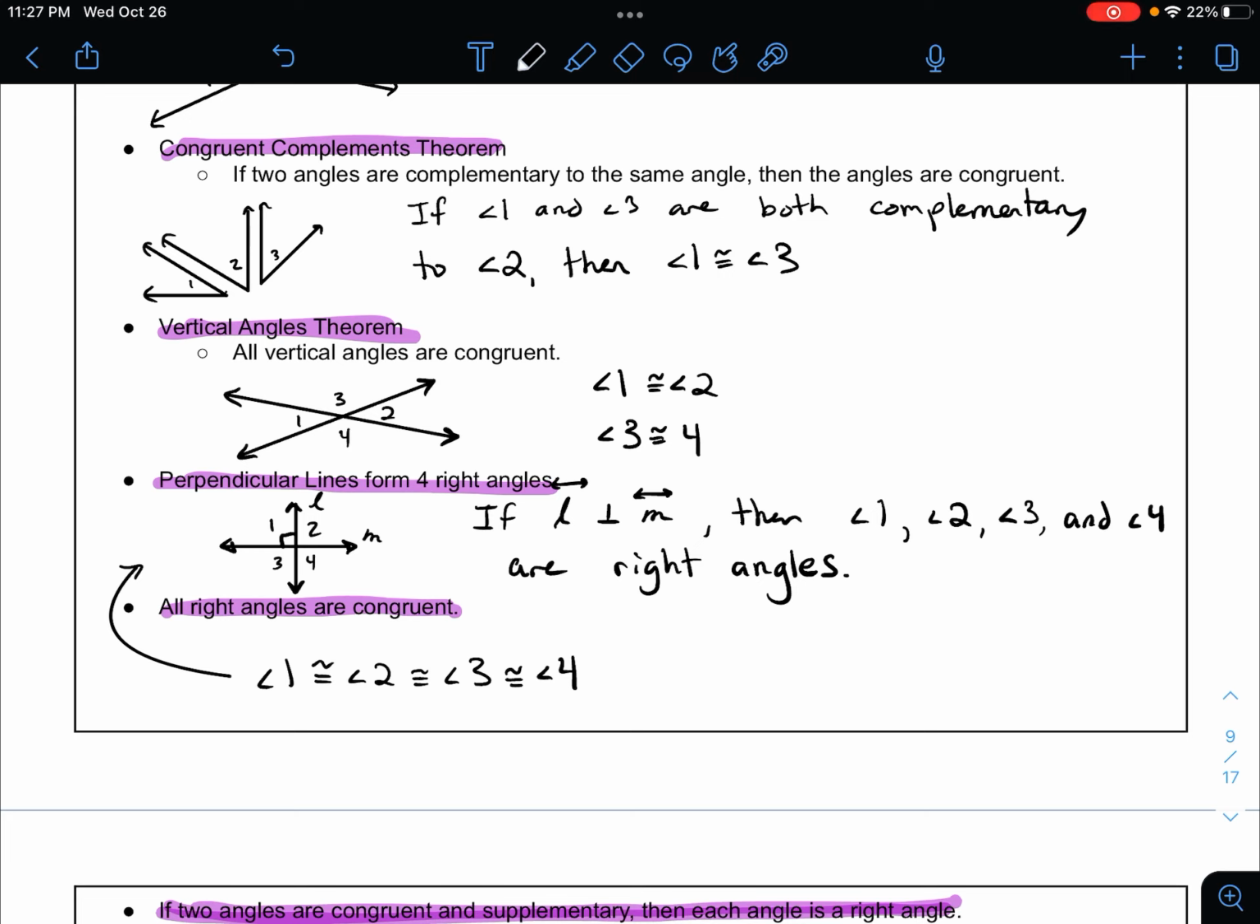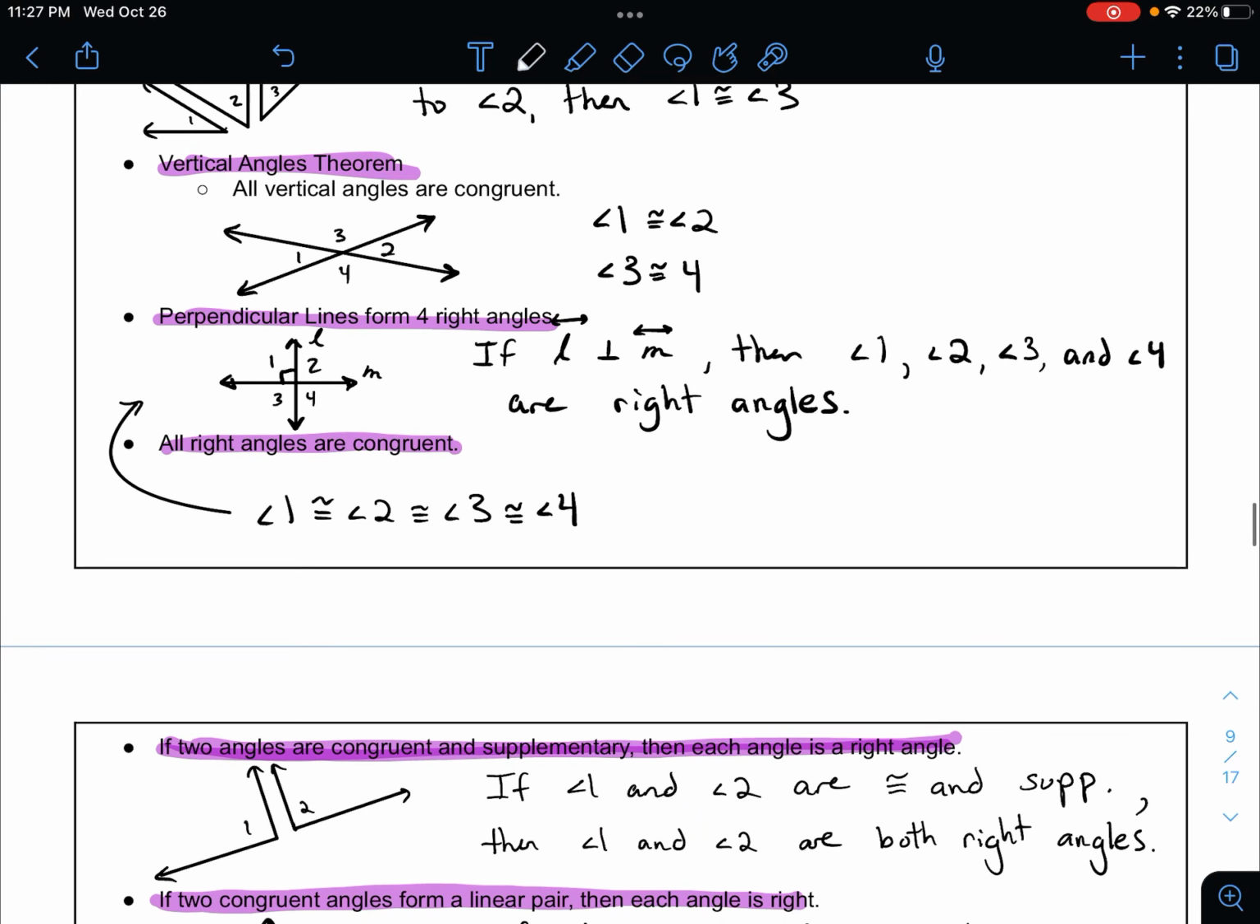All right, vertical angles theorem. This says that if we have two lines that intersect, 1 and 2 will be congruent to each other. And we also know that 3 and 4 will be congruent to each other. When you have these vertical angles, 1 and 3 are not vertical angles, right? Vertical angles are the ones that cross from each other. So 1 and 2 are vertical angles, 3 and 4 are vertical angles. If I have perpendicular lines like line L and line M, we know that we have formed four right angles, okay?